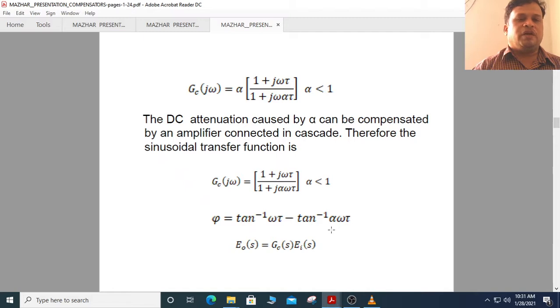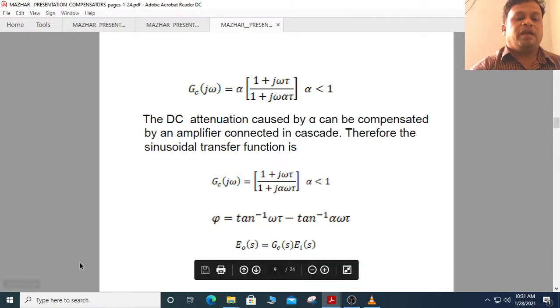Therefore, the sinusoidal transfer function is given as Gc(j omega) = (1 + j omega tau)/(1 + j alpha omega tau), where alpha is less than 1. And if we want to find the phase angle, then phi is equal to tan inverse of omega tau minus tan inverse of alpha omega tau by this equation.